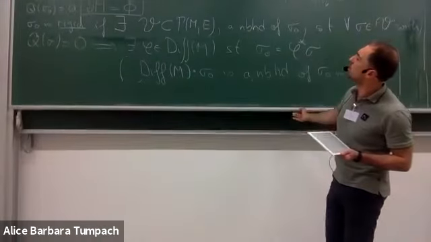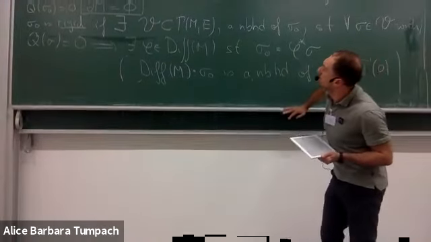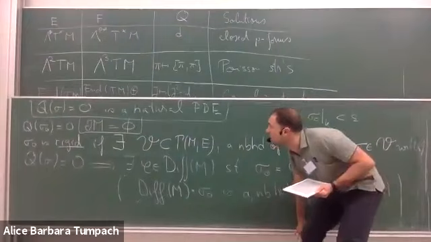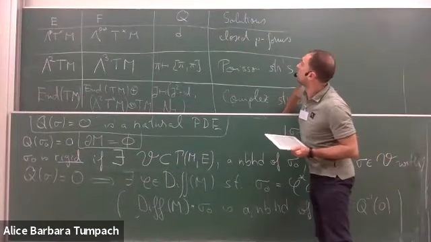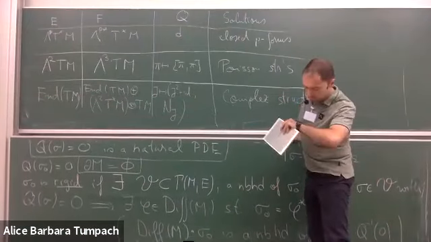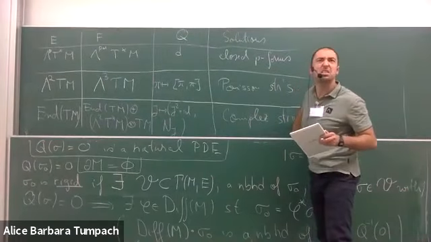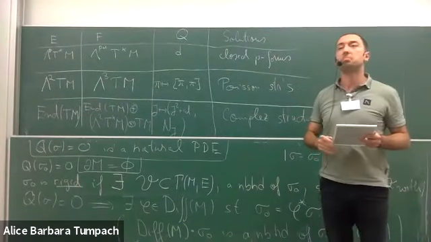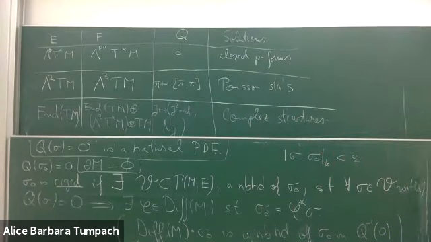First, I wanted to write over the definition where the boundary is non-empty, but maybe I'll write it again on the next board. So until when should I stop? You should stop at 10 past 4. 10 past 4. Okay.